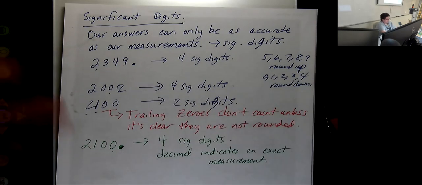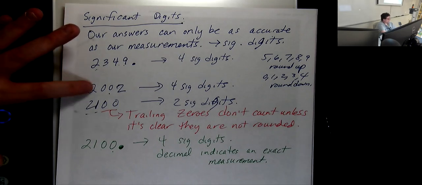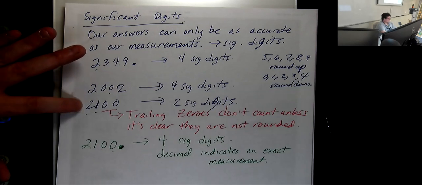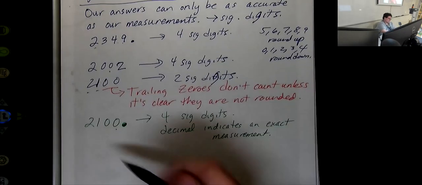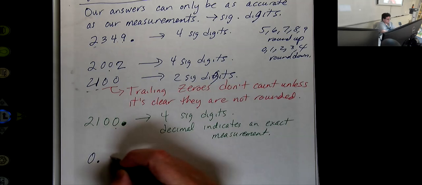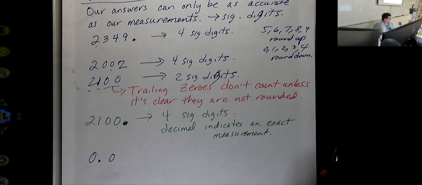So all the numbers that are actually non-zero always count. Zeros between non-zero numbers count. Zeros at the end don't count when they're in the whole number unless there's a decimal. And then let's look at decimal place values. What are we measuring?